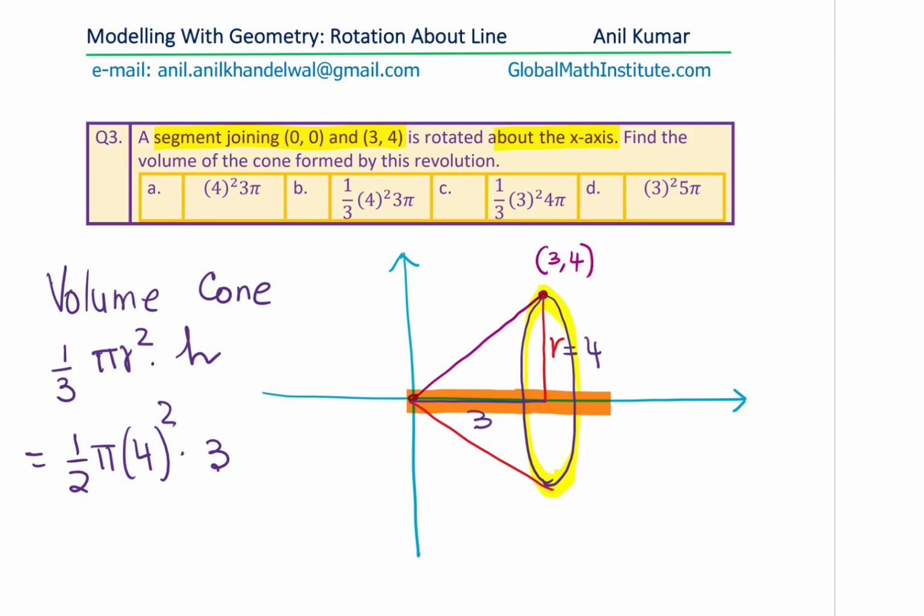And the height is going to be along the x-axis, 3 units, well, unit cube. So that becomes the solution: 1 by 3 pi 4 square times 3. So that gives you the option, I think B fits in, right? 1 by 3 pi 4 square 3.